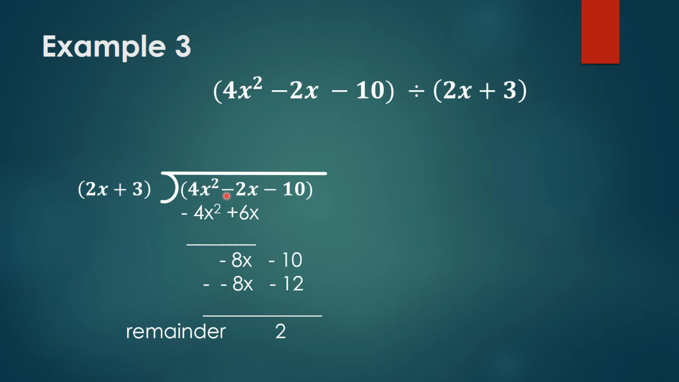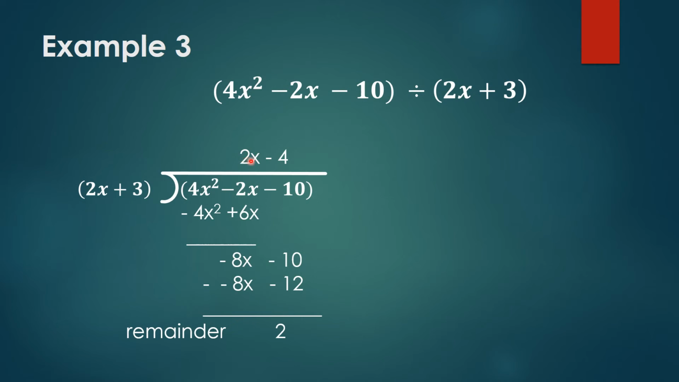And then you start all over again. And you say, look at the first term in the divisor. What do I multiply that by to give me the value of the first term in the dividend? 2x times what gives me 4x squared? Of course, 2 times 2 is 4, x times x is x squared. So the answer is 2x times 2x gives me 4x squared. So that's how we get this first term here in the answer.